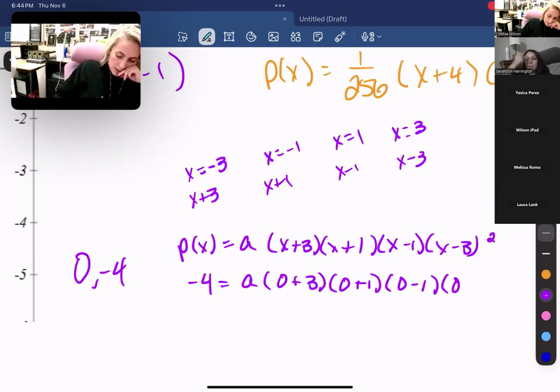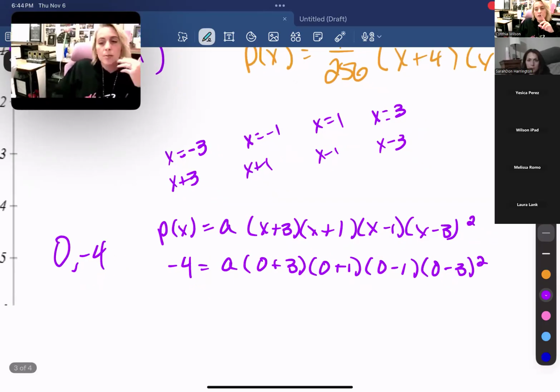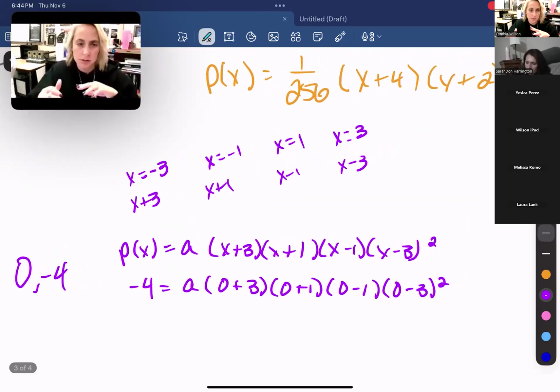And then let's see, 0 minus 3 squared. So I'm not going to finish solving that because there's a couple more examples. There's a couple more students wanting this, but you would work that out and then you would solve for a, and that would go in for your p of x.